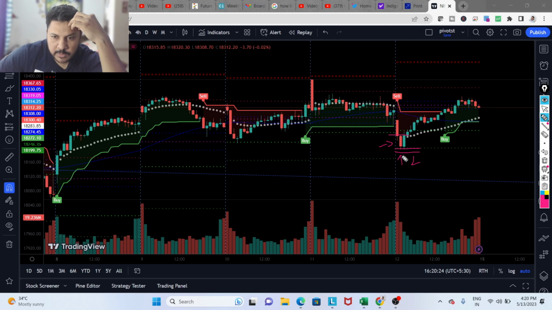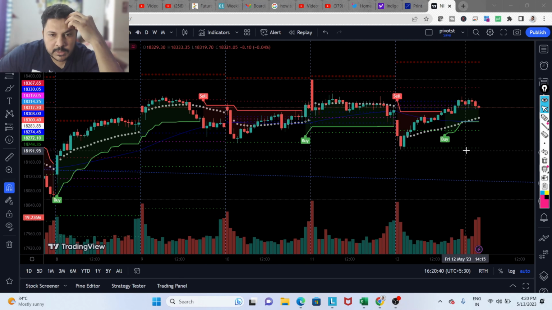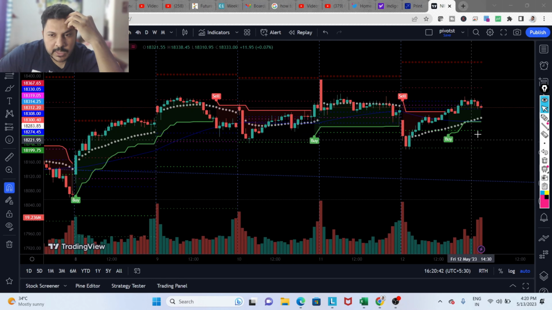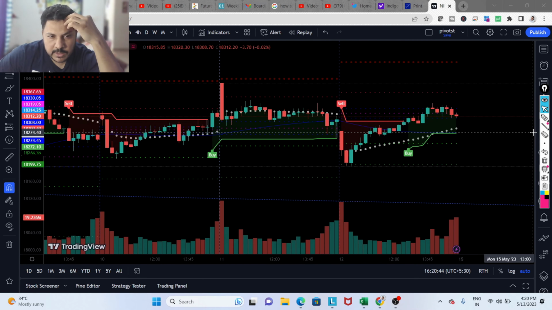So here I shorted puts after this cross, and I was able to capture good profit till here, and I exited. Later the market was sideways whole day. So this was our analysis on Friday and how we have taken the trade.